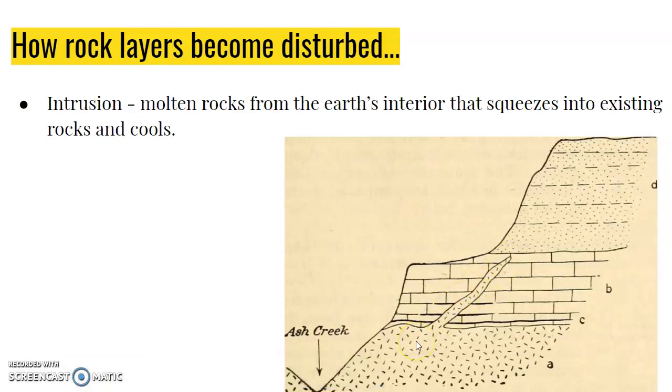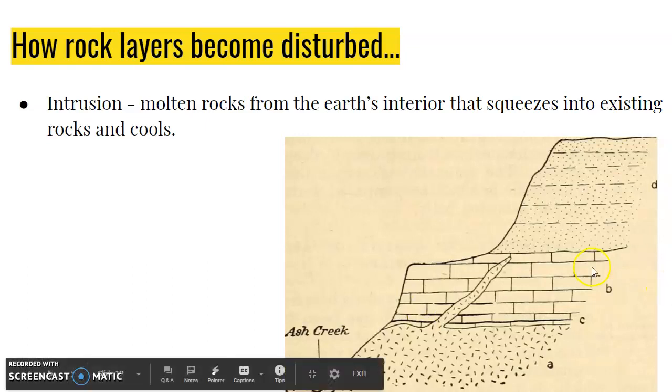An intrusion is when molten rock from the Earth's interior squeezes into existing rocks and cools down. When it cools down, it gets set into place and becomes an intrusion. So we are assuming that this is a molten rock layer. What happened was that it squeezed itself into these rock layers and cooled down. And when it cooled down, it got set into place and became an intrusion.